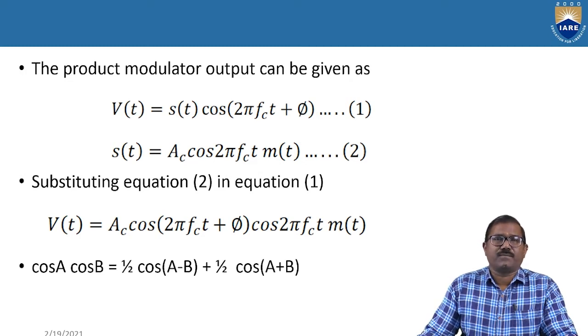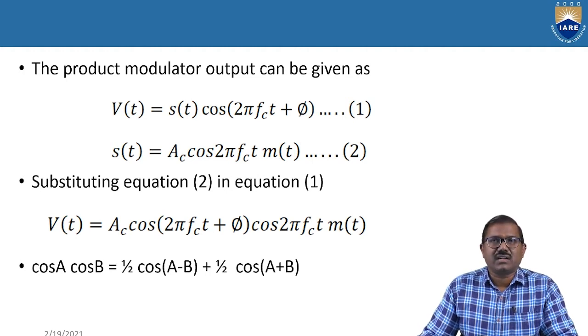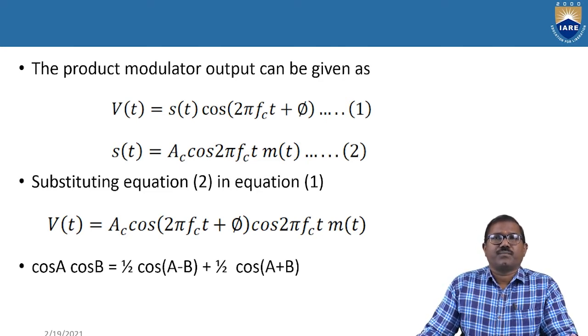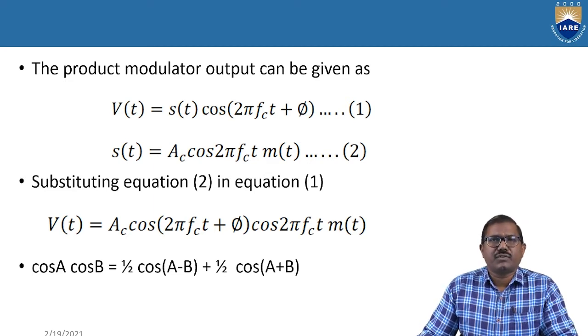So what is s of t? s of t is the modulated signal, so we have Ac cos 2 pi fc t and m of t. This is our s of t. Here we substitute this equation for s of t in v of t. Then we get Ac cos(2 pi fc t plus phi) into cos(2 pi fc t). So these are the two cos terms.